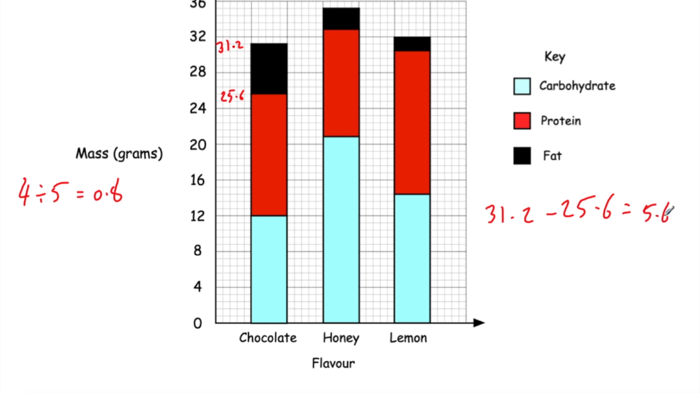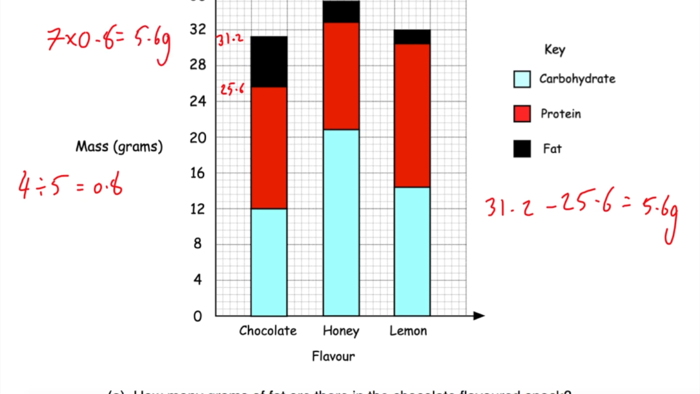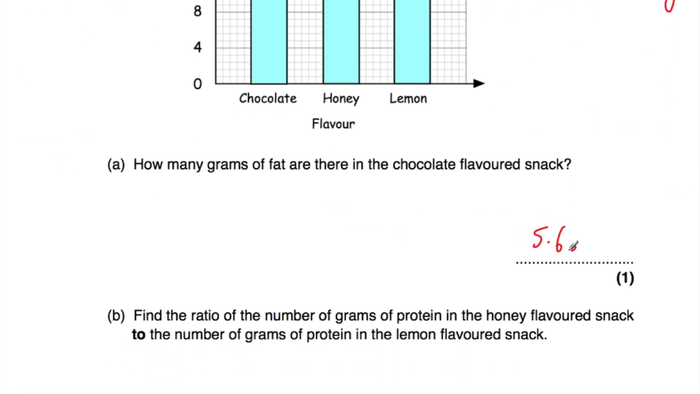So there's 5.6 grams of fat in that chocolate snack. Now, another way we could approach this question is to look at the region for fat, this black region here. Start at the bottom and go up in 0.8. So that's 1, 2, 3, 4, 5, 6, 7 lots of 0.8, and 7 times 0.8 would be equal to 5.6 as well, 5.6 grams. So either approach really.